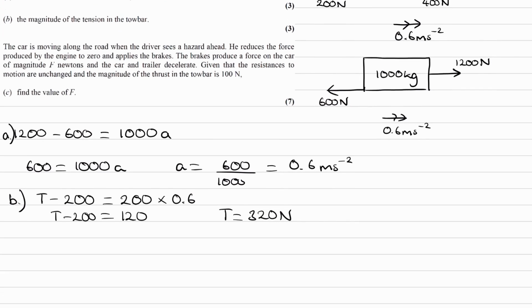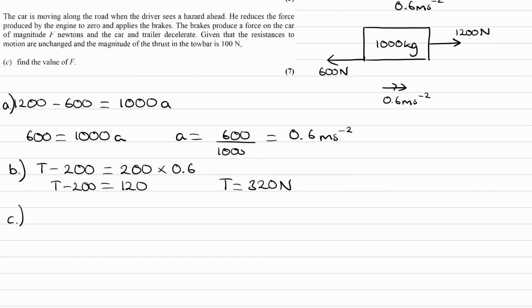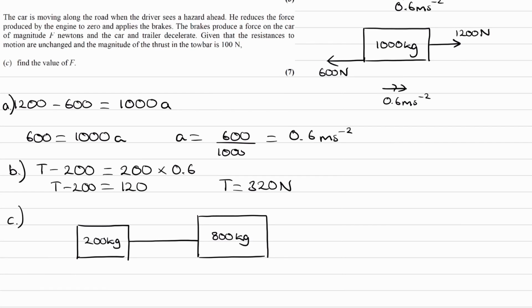And now for part C, the final part. We're told that there's a hazard ahead, the force from the engine is reduced to 0 and the brakes are applied. So let's redraw our force diagram. There is no more forwards driving force, so we can get rid of that. The braking force on the car is F newtons, towards the left. That slows down the car. The resistances to motion are unchanged, so there is still a resistance force of 400 newtons on the car, and 200 newtons on the trailer.